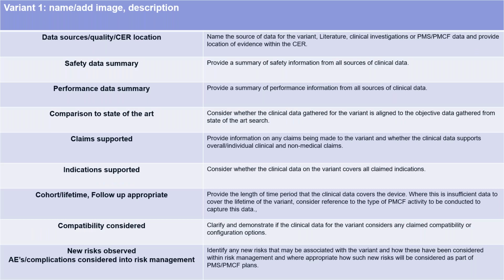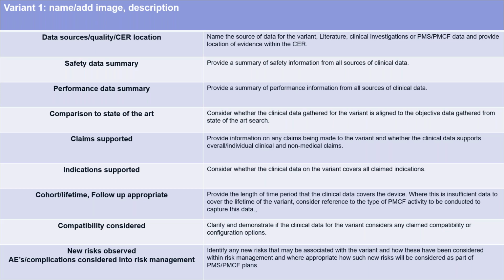So what does this type of table look like? And I'm going to say thank you to Andrew Butler in the orthopedic team, one of our principal clinical reviewers, who has provided this for this webinar today. Really, what we're looking for is the variant to be listed with a brief description, and if needed, an image. And then really think about what are the data sources and the quality of those data sources and where those can be found in your clinical evaluation report. That instantly sets us in the direction if we need to get any more information.